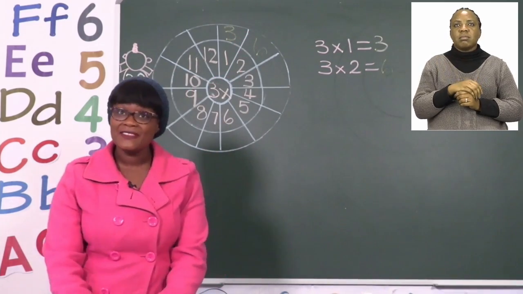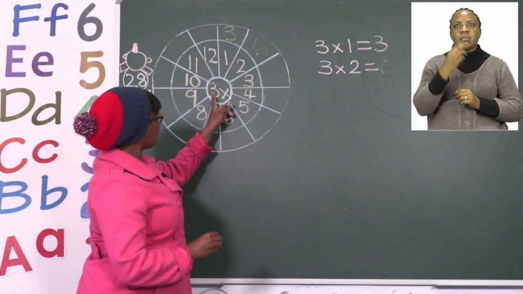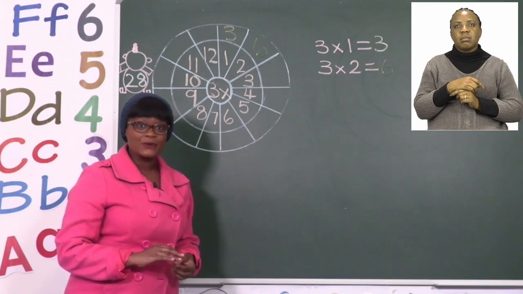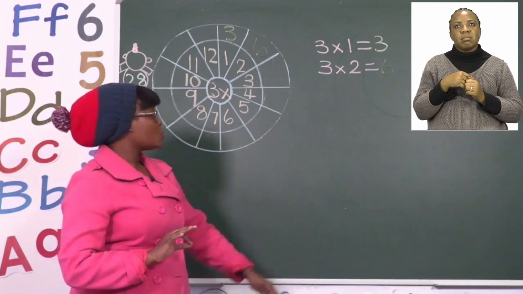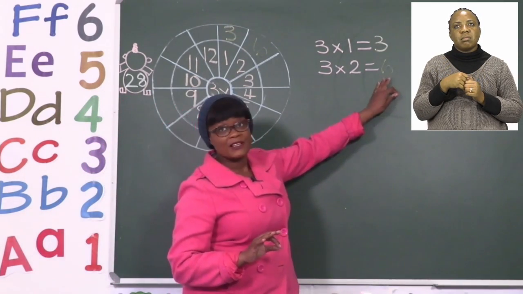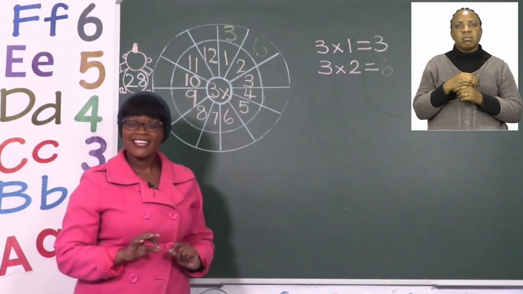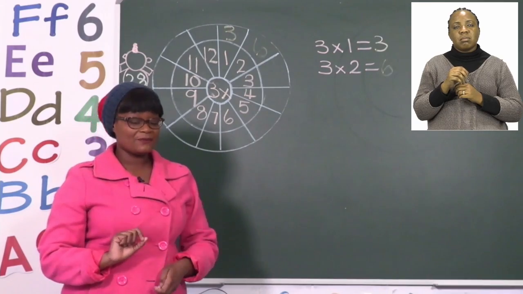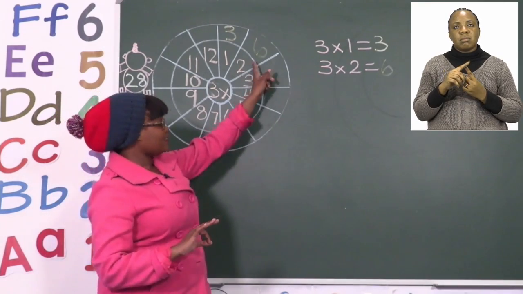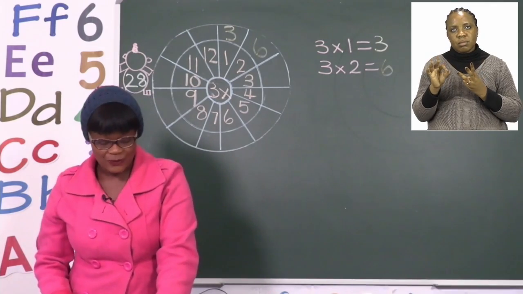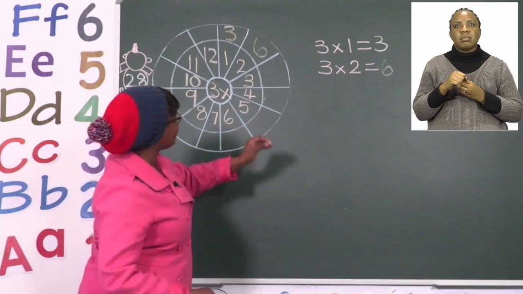Then the next one that we can see is 3 times 3. So to make it easier for you to understand what you need to do, you need to count on from the last number that we wrote. And the last number that we wrote was 6. So we're counting on 3. 6 is already there. 7, 8, 9. So we know that we have to write 9.